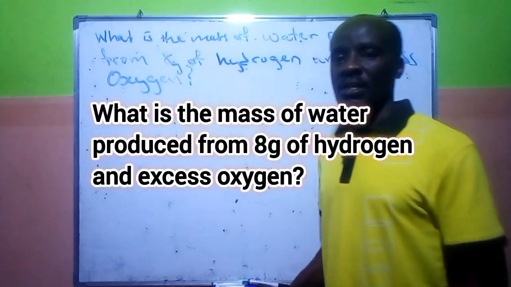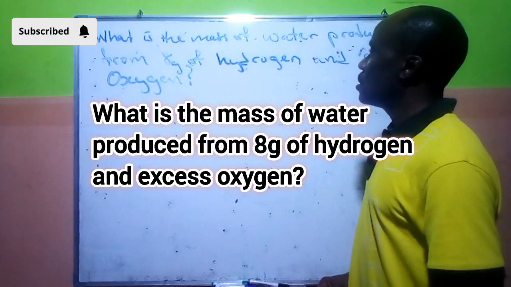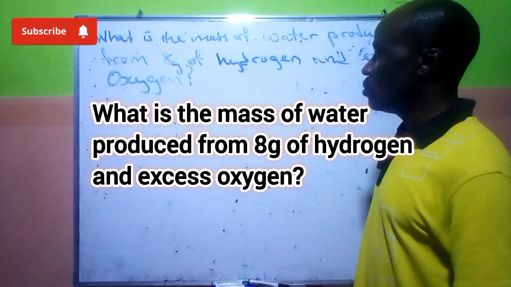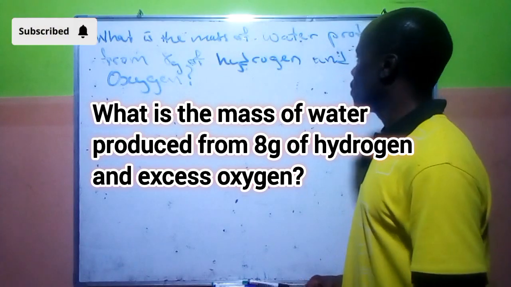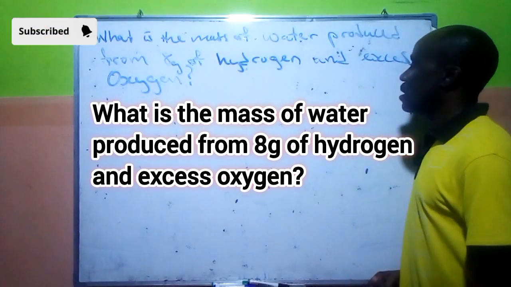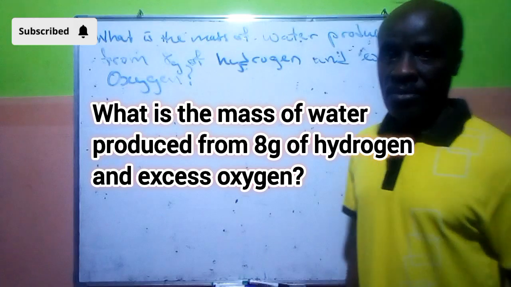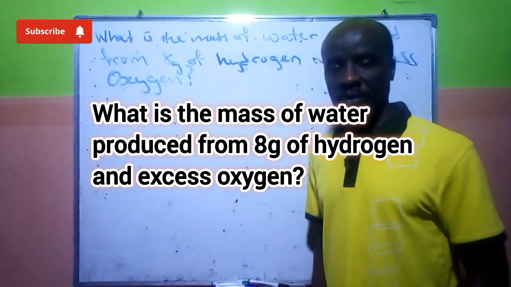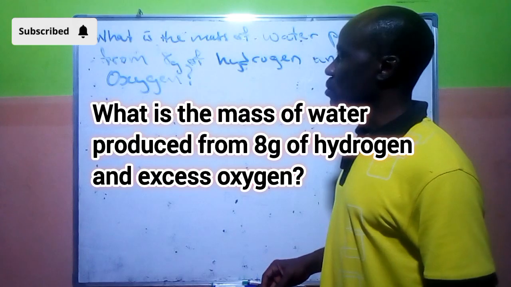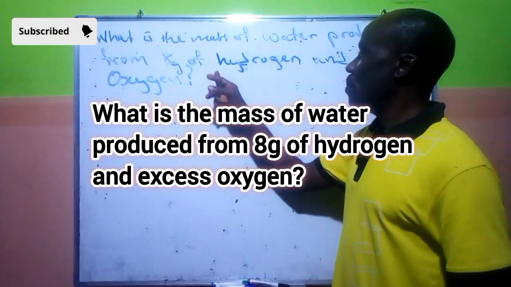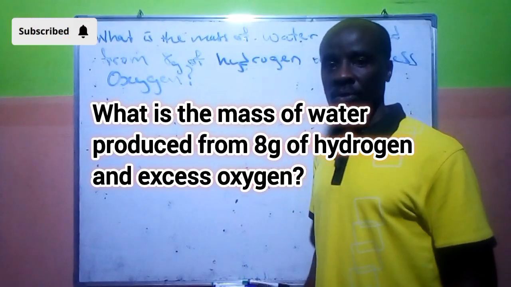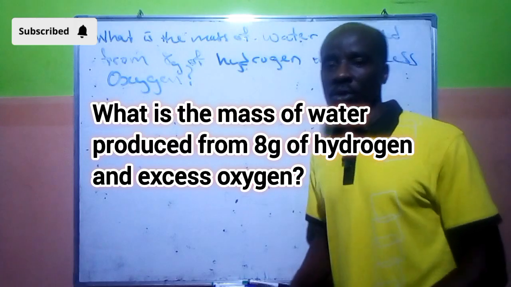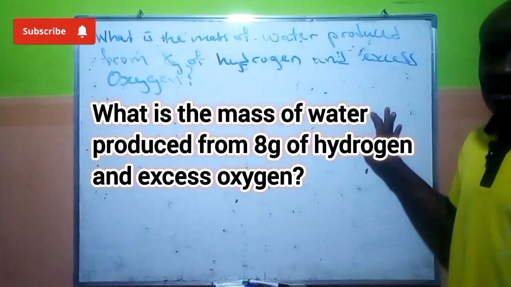So the question we have here says, what is the mass of water produced from 8 grams of hydrogen and excess oxygen? From the statement we have here, what it is simply letting us know is that hydrogen is the limiting factor, because we said that this oxygen is in excess.